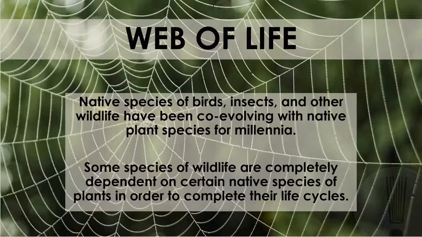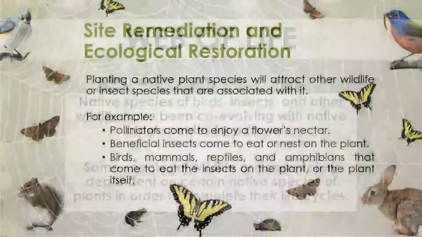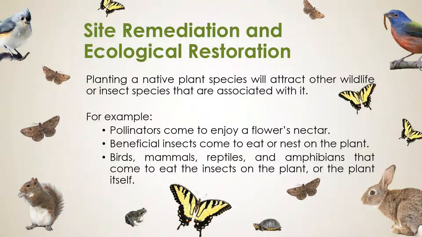Most bird species rely a lot on caterpillars to feed their young. Without native plants that are supporting butterfly and moth populations, there are no those caterpillars. Caterpillar populations are reduced, and we see a reduction in bird species. So when we use native species, not only are we remediating the site and the contaminants there, but we can also be taking part in ecological restoration.